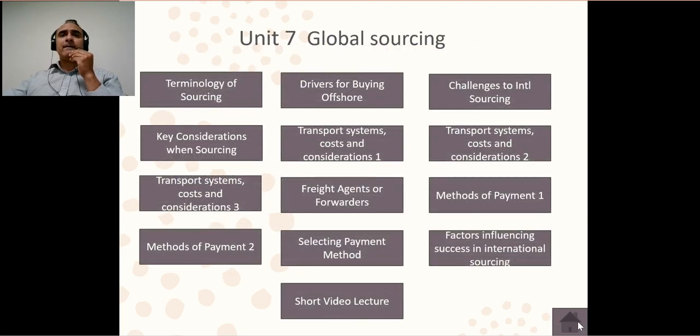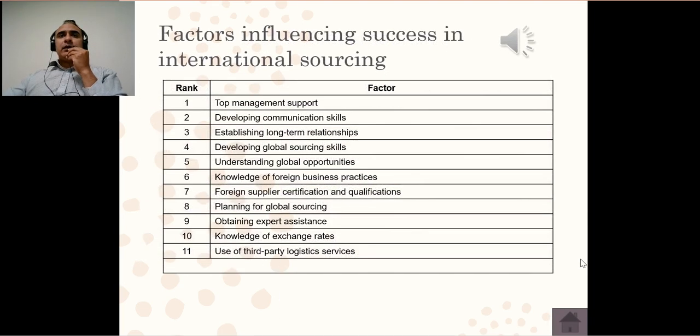So now, factors influencing success in international sourcing. How do we ensure that this overseas relationship is going to be successful? We have to understand that the management has to be supportive about it. It's not just the procurement department, the whole company has to be overseeing this process. We have to develop the communication skills.